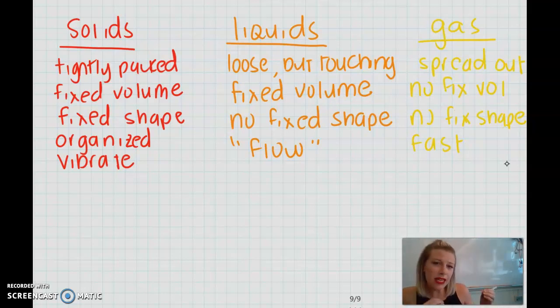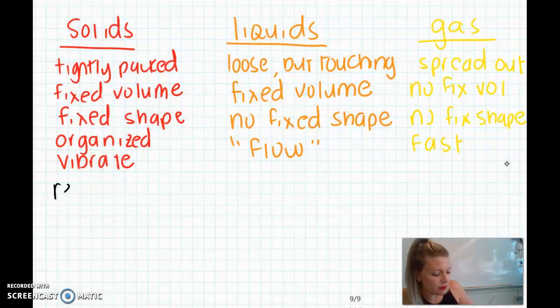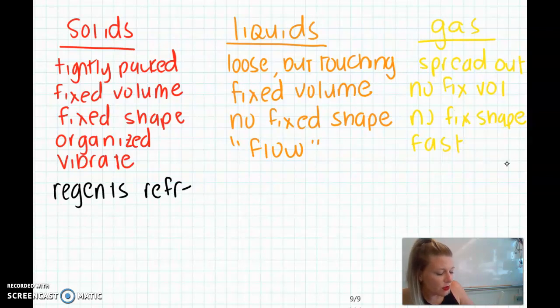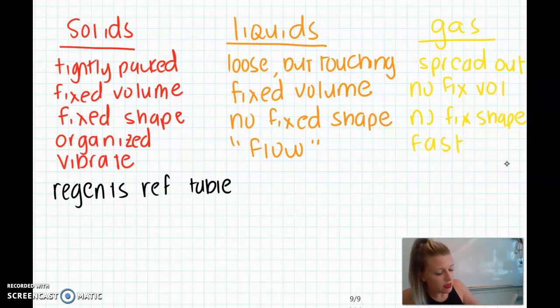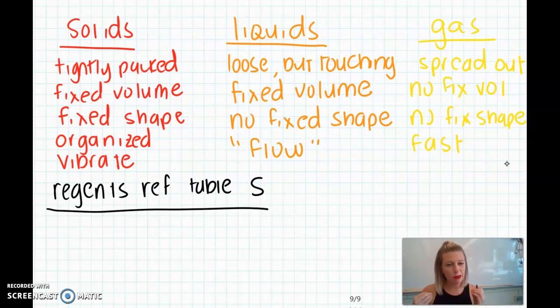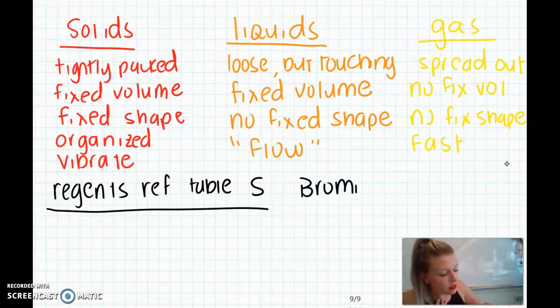So I'm going to attach to today's lesson the Regents Chemistry reference table. I want you all at this point to maybe just pause the video, and open up that reference table. I'd like you to take a look at reference table S. Reference table S has a lot of information, but it has the boiling point and the melting point of different substances. Now, bromine is element 37.